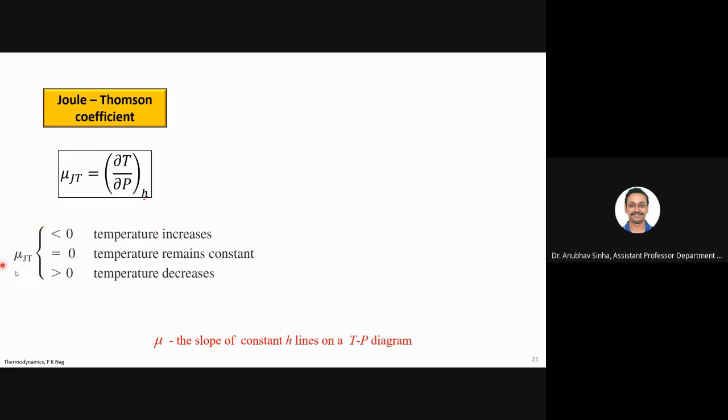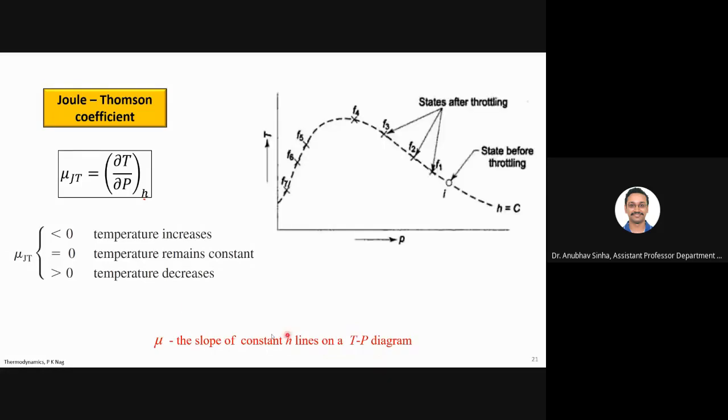So this mu is basically the slope of constant H lines on a T-P plot. Okay, so mu is nothing but the slope of this line. Now let me draw a line at the center. So this is the maxima. Now let us talk about two parts of this curve. Let us say I have this initial point here, and let us say my final point is 2. Fine. So these are the coordinates.